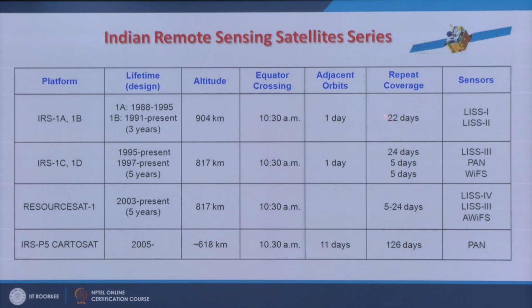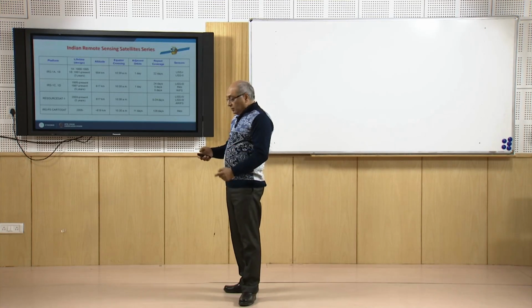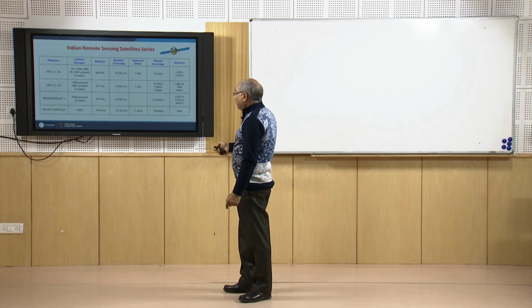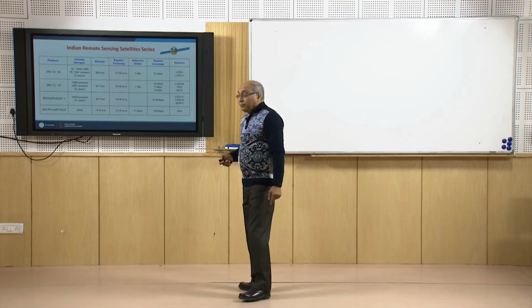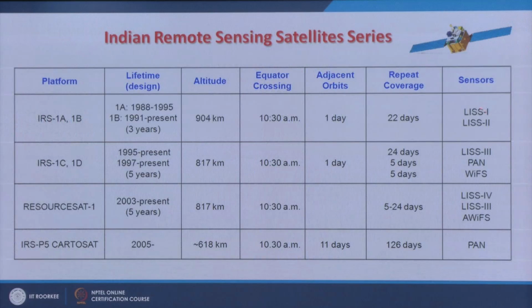The temporal resolution was 22 days when you had only one single satellite, but when you are having tandems, then this was reduced for some time, during the overlapping time, to 11 days. These two satellites IRS 1A and 1B had two sensors, LISS 1 and LISS 2, and these linear sensors, we will see in much more detail.